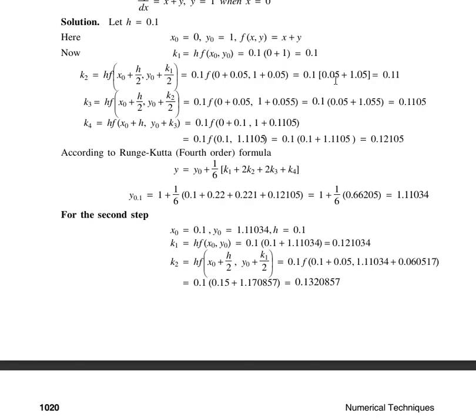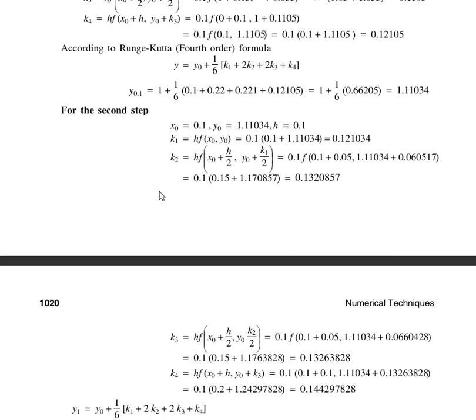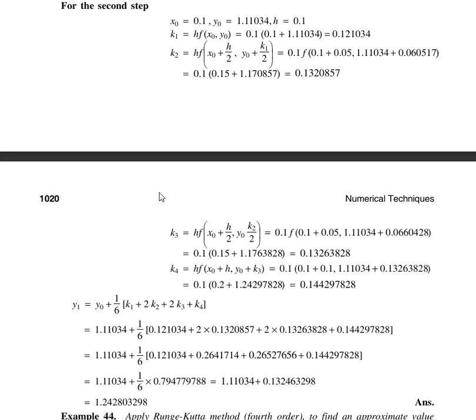So input all of your values. Here is our k1 0.1, 0.11, 0.1105, 0.12. As you can see, it's all here and we got our answer. But remember, this is just when x is 0.1. So you need to repeat it until your x is 0.2.